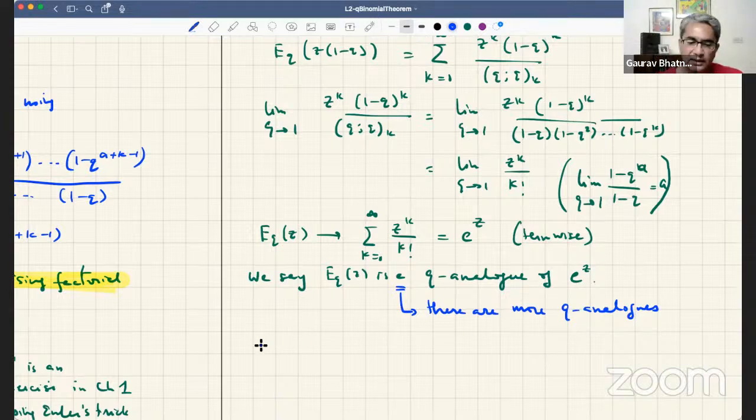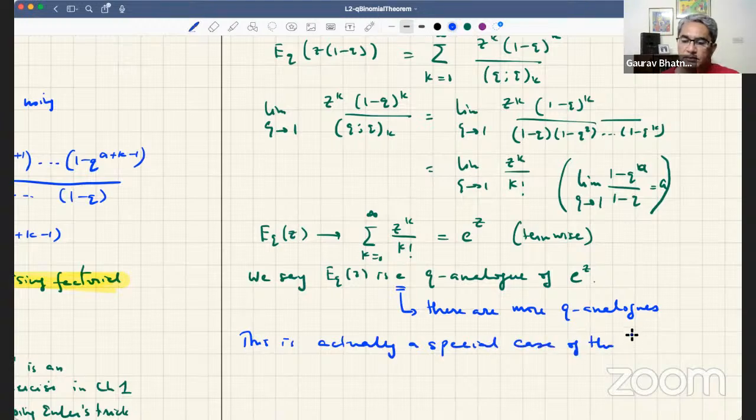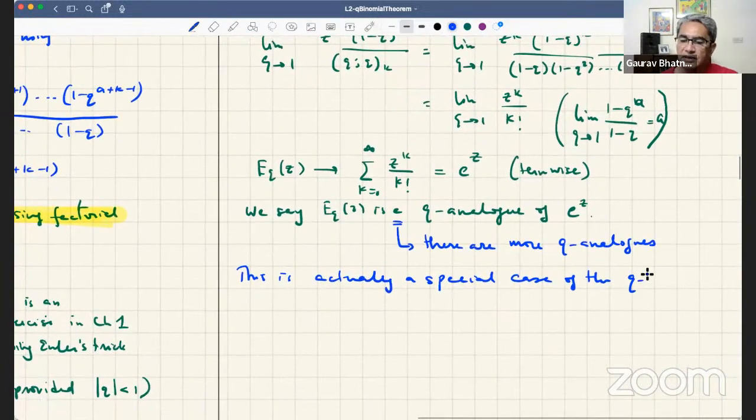So this result is actually a special case of the q-binomial theorem, which is our objective today. We will prove it.